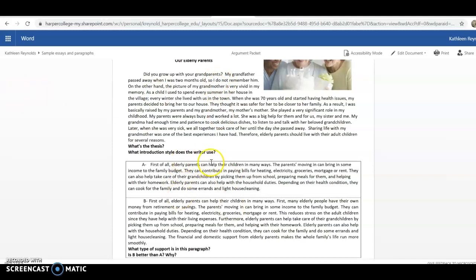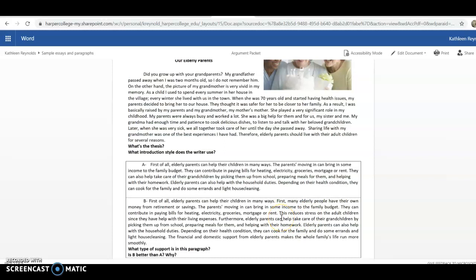So here it says, elderly parents can help their children in many ways. The parents moving in can bring some income to the family budget. Is this logical to you? Do you automatically see how older people moving into the home will bring more income? To me, it's not really logical, but in the second one, it's more logical. It says, many elderly people have their own money from retirement or savings. That makes more sense, that they can bring in some income to the family budget, okay? And then we have a specific example on it.